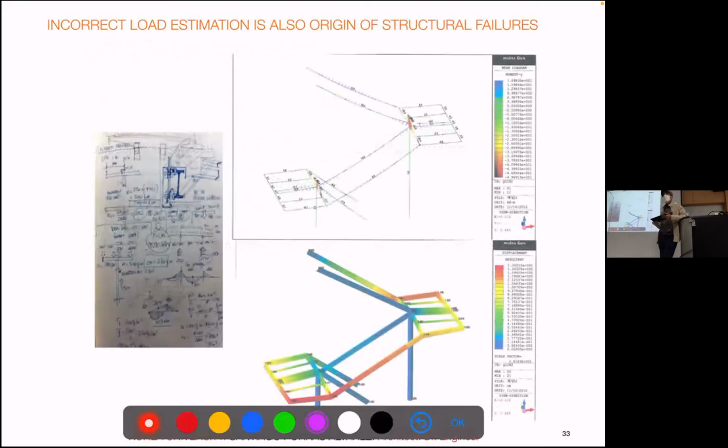So, an example of load estimation. This is a project I was involved in a few years ago. This is in Korea. Just one stair. You can see the diagram, right?